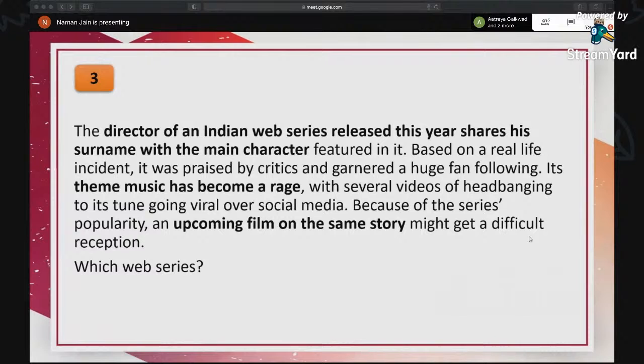Its theme music has become a rage. Okay, theme music is very important, a giveaway. And the funny part is, because of the series' popularity, an upcoming film on the same story might get a difficult reception. So I think that is the reason why the people are not releasing the film, because the actor is also not that good, and the film won't be a hit.